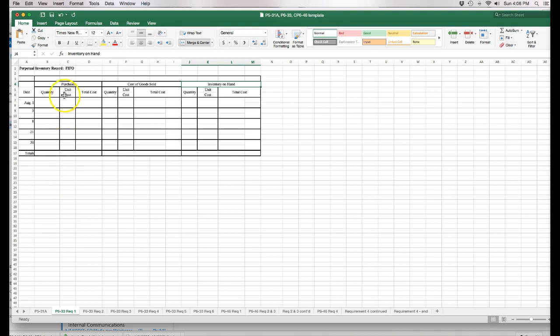And as you can see, we have this table that you're going to be filling out, and we have 3 different categories. We have purchases, we have cost of goods sold, and we have inventory on hand.